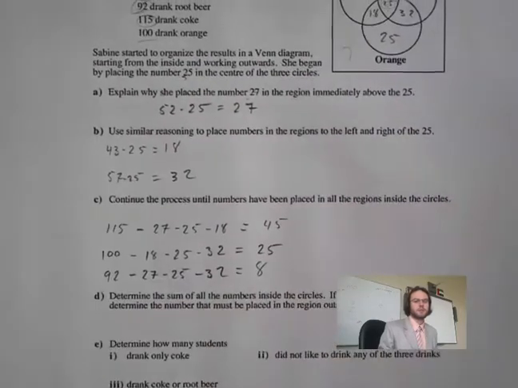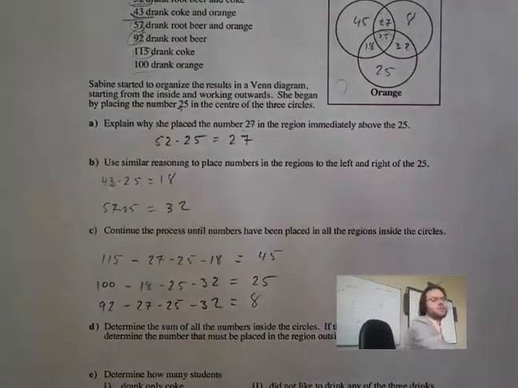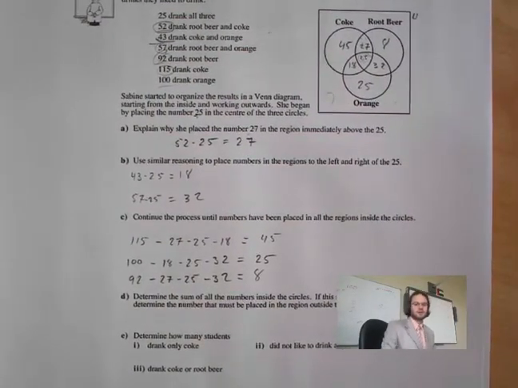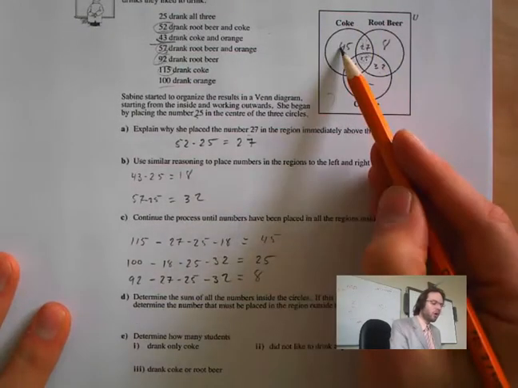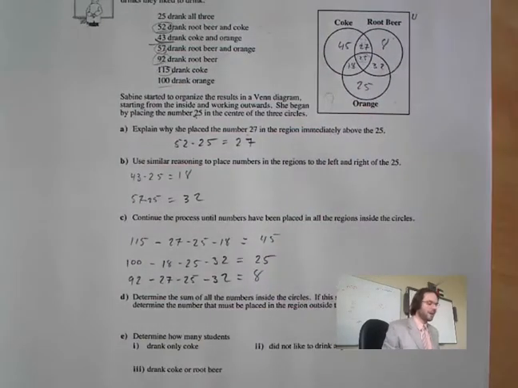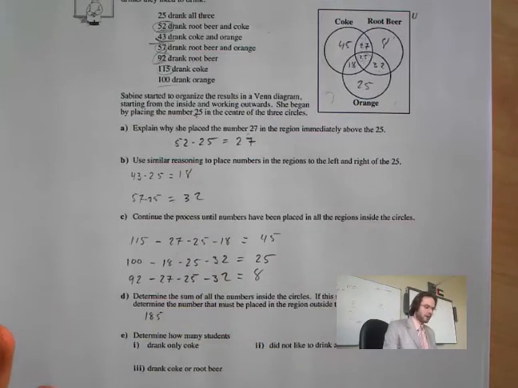Now, let's see if that still fits in. Go out a bit. There we go. So the next one says, determine the sum of all the numbers inside the circle. If we add all these numbers together, we're going to end up getting 185.